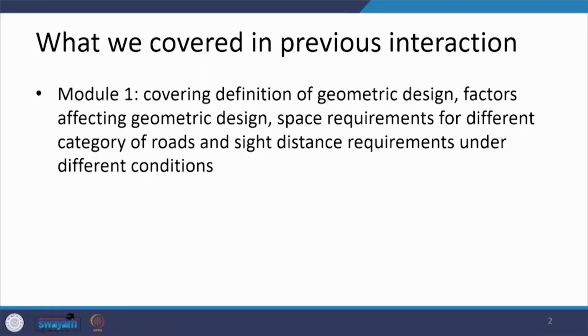Dear students, today we are going to start with a new lecture on the geometric design. We have already completed module 1, and in module 1 we covered the definition of geometric design, the various factors which affect the geometric design, the requirement of spaces so as to provide for different categories of roads, that means the lateral direction which we are talking here, and the side distance requirements under the different traffic operation conditions as well as the terrain conditions.